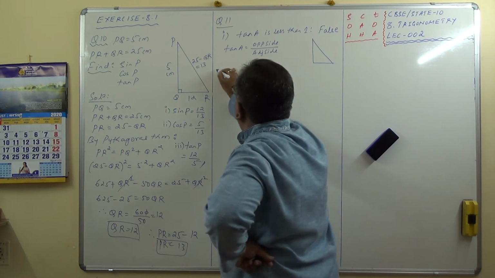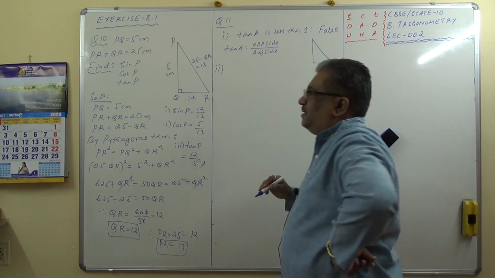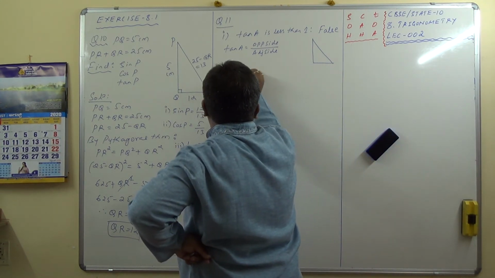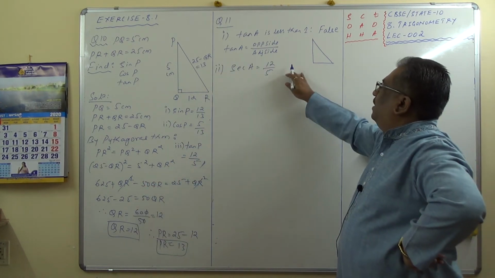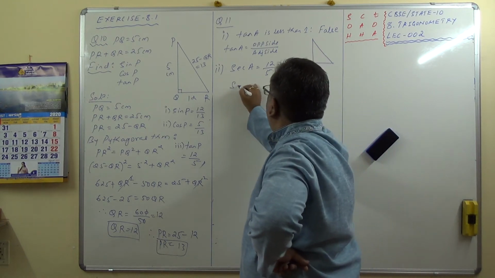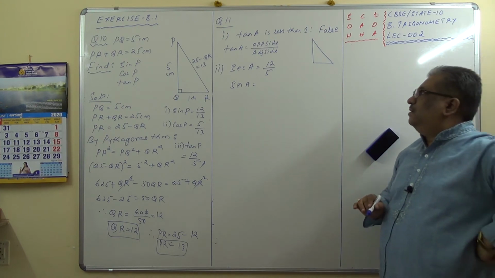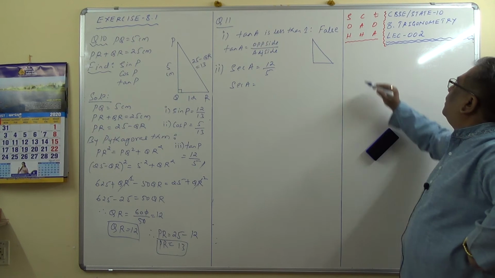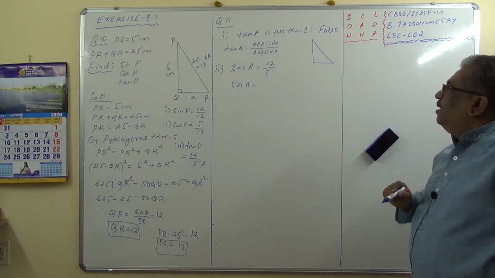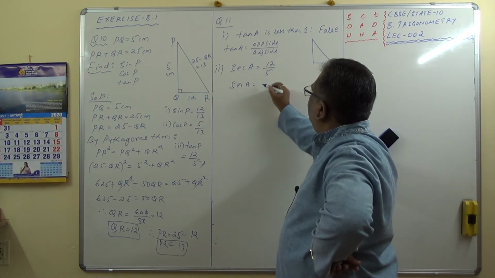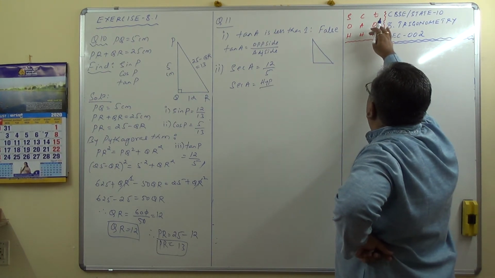Second one. Is it correct? Secant A equals 12 by 5, for some value of angle A. What is secant A equal to? Secant is the reciprocal of cos. What is the reciprocal of cos? Hypotenuse by adjacent. That is the secant. So hypotenuse by adjacent.